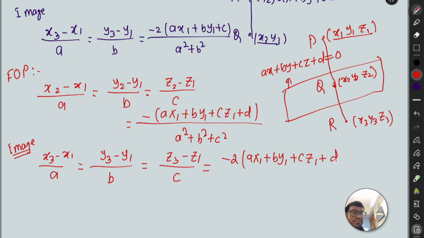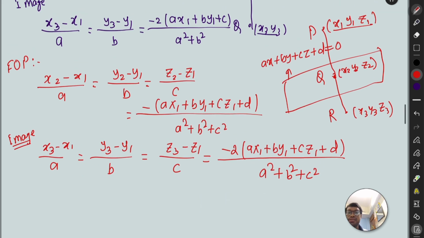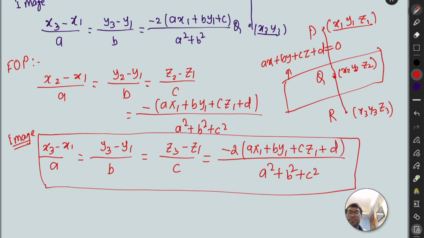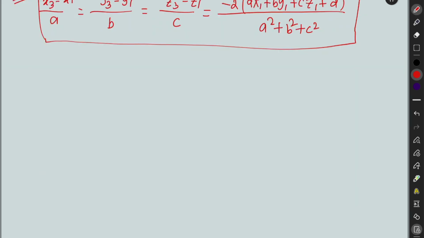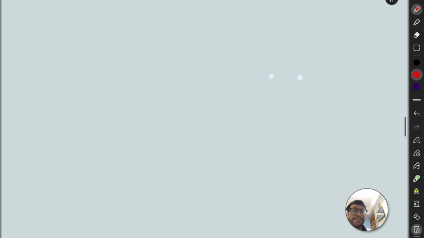And for image, (x3 minus x1) by a equal to (y3 minus y1) by b equal to (z3 minus z1) by c is equal to, based on the plane and the point, we'll use a question.